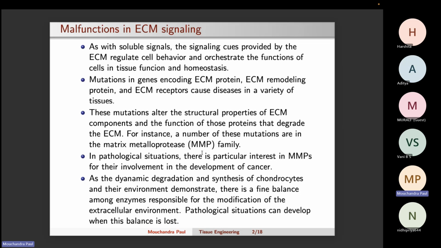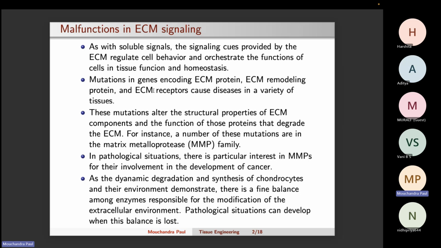There's a cyclic kind of process going on. And we also saw what kind of integrin-based junctions the cell forms with the ECM components, and what their roles are, etc. Now we will see what happens if there is malfunctioning. As with soluble signals, the signaling cues provided by the ECM regulate cellular behavior, as well as control the tissue function and homeostasis. Just like soluble signals do, similarly ECM can also control cellular function, tissue function, and homeostasis.